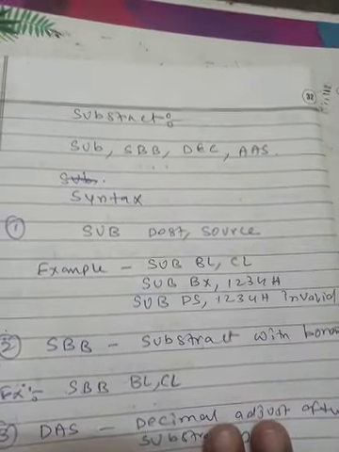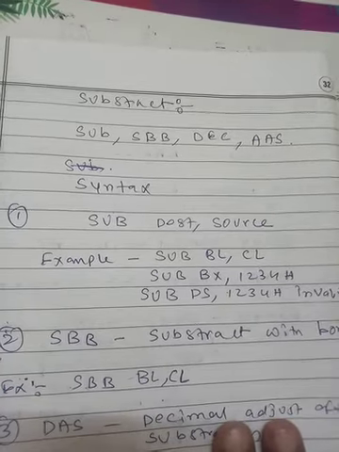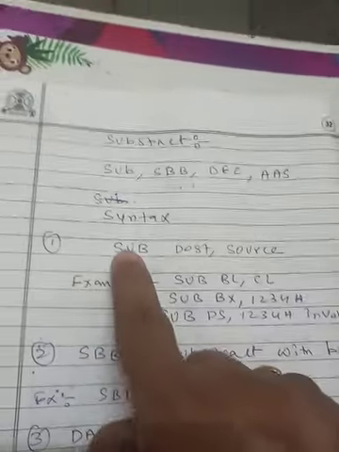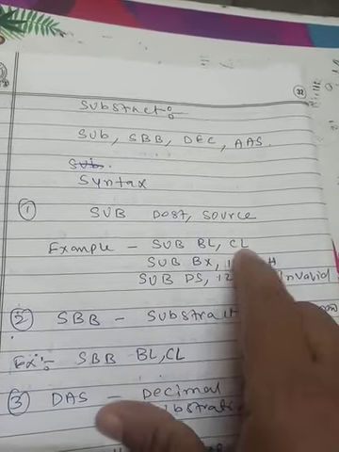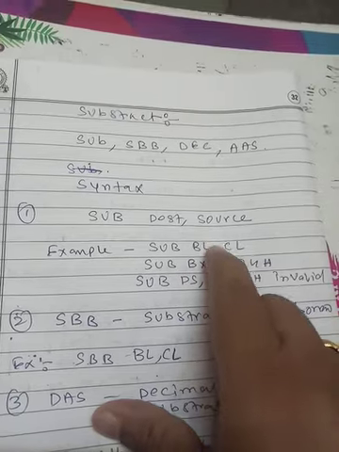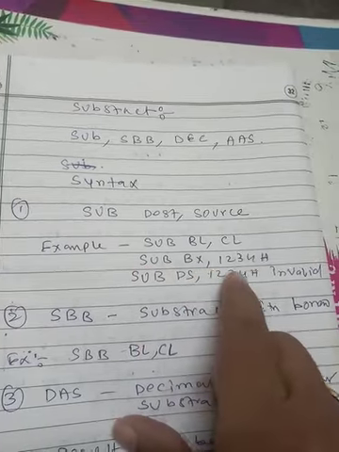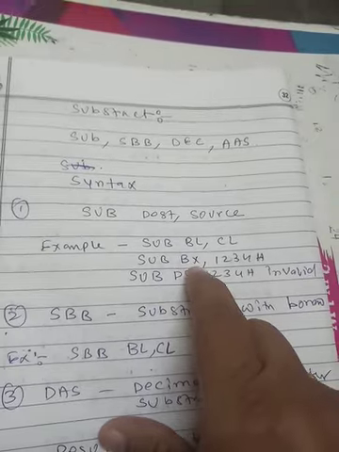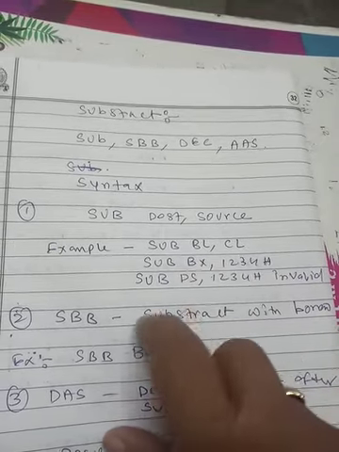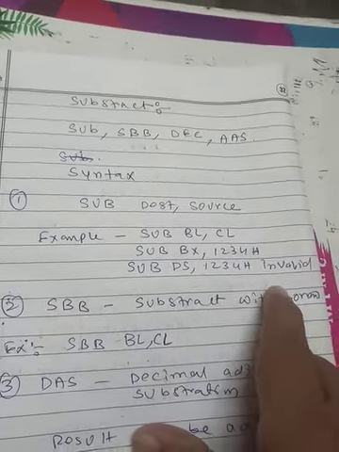So next, coming to the subtract instructions: SUB, SBB, DEC and AAS. These are some of the examples of the subtract. So syntax for subtract is destination, source. Examples: CL subtracted from BL, and the result will be stored in BL. So subtract BX, this is a 16-bit subtraction. Here we have the 16-bit data subtracted from BX, and the result will be stored again in BX. So here you can see again the use of this DS. So DS use is an invalid instruction.